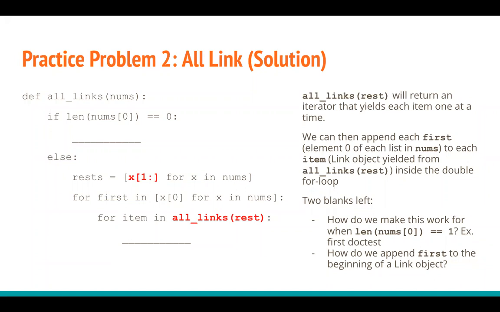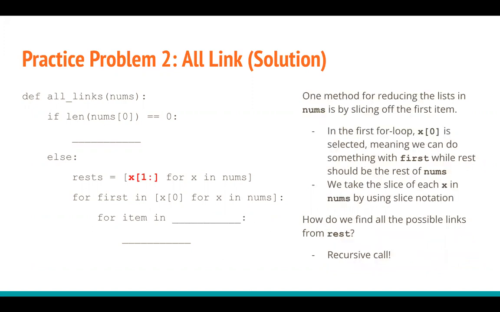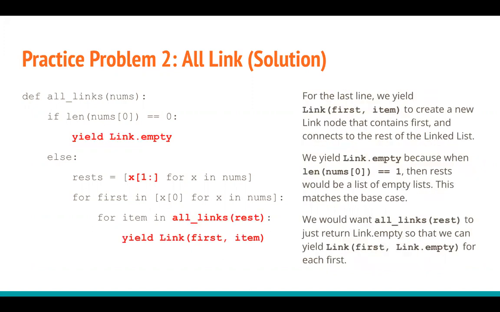So then we have 2 blanks left. Now we need to think, how can we make this work for when length of nums 0 equals 1, which is again the first doctest, and how can we append first to the beginning of a link object? For the last line, we can yield link first comma item to create a new link node that contains first and connects the rest of the linked list. So that's how we're putting everything back together.